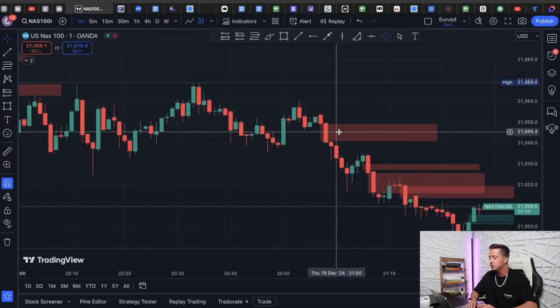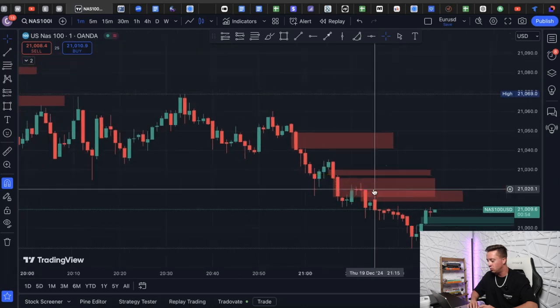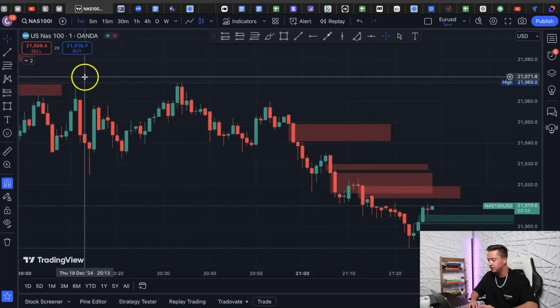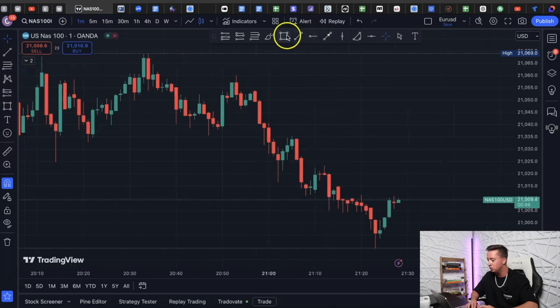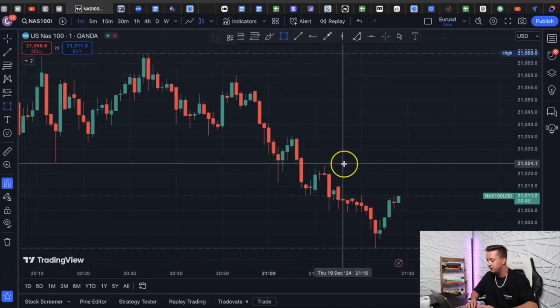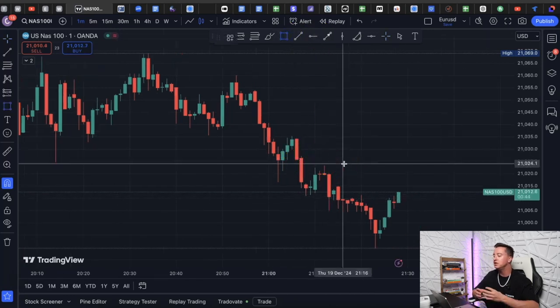Okay. So we have 2 fair value gaps right here. I want you guys to focus on this one right here. I'm going to turn off the indicator and I'm going to mark it up myself. So what do we have? We have this fair value gap. So fair value gap is basically an imbalance in price. Price in the market will usually retrade this imbalance, hit us and give us a great entry, and then move back the opposite way.